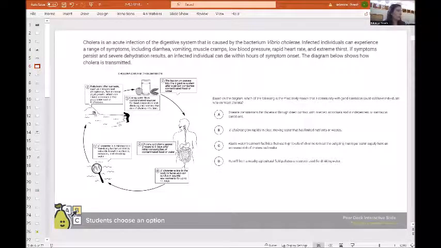All right, so moving along here, let's try a multiple choice question. So cholera is an acute infection of the digestive system. It's caused by Vibrio cholerae. Infected individuals can experience a range of symptoms. If symptoms persist and severe dehydration results, an infected individual can die within hours of symptom onset. So the diagram below shows how cholera is transmitted. So based on this diagram, which of the following is the most likely reason that a community with good sanitation could still have individuals who contract cholera?